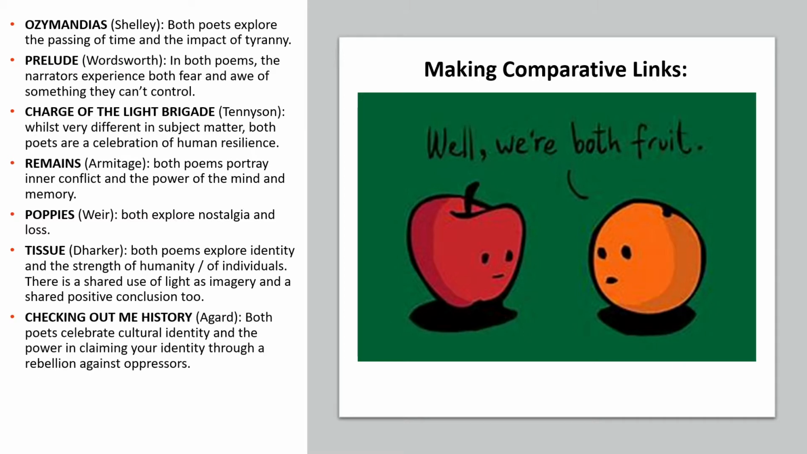Hopefully you can really quickly see how both poets are celebrating cultural identity and that there's power in claiming your identity through a rebellion against anyone who's tried to oppress you. And finally, in Kamikaze by Garland, the power of memory and a sense of belonging, both really interesting themes that are pulled out differently but with common threads if you look at those two poems together.